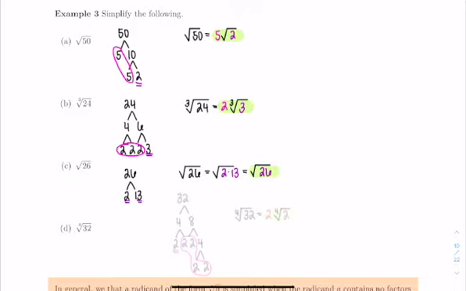Let's try a 4th root. We have the 4th root of 32. So 32 is 4 and 8, and 4 can be broken down into 2 and 2, and 8 is 2 and 4, and then again our 4 can be broken down into 2 and 2. So because the index is a 4, we're looking for 4 of the same number. And so we actually have 4 2's, and we have 1 2 left over.